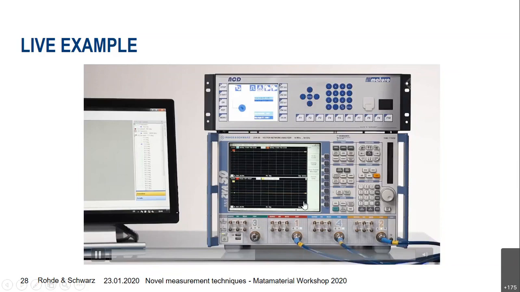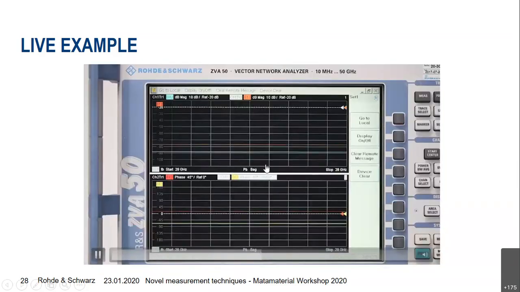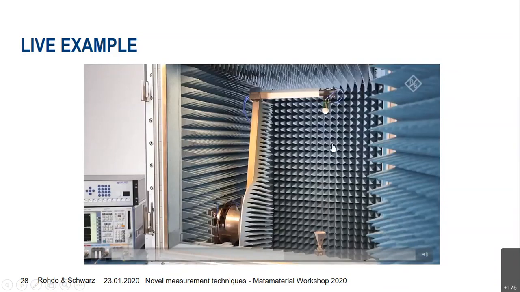It is doing one measurement at a time for a different cut. The results are being documented from the network analyzer. As you can see, this is happening quite fast as well. The measurement readings are being documented. And what happens here in the chamber?